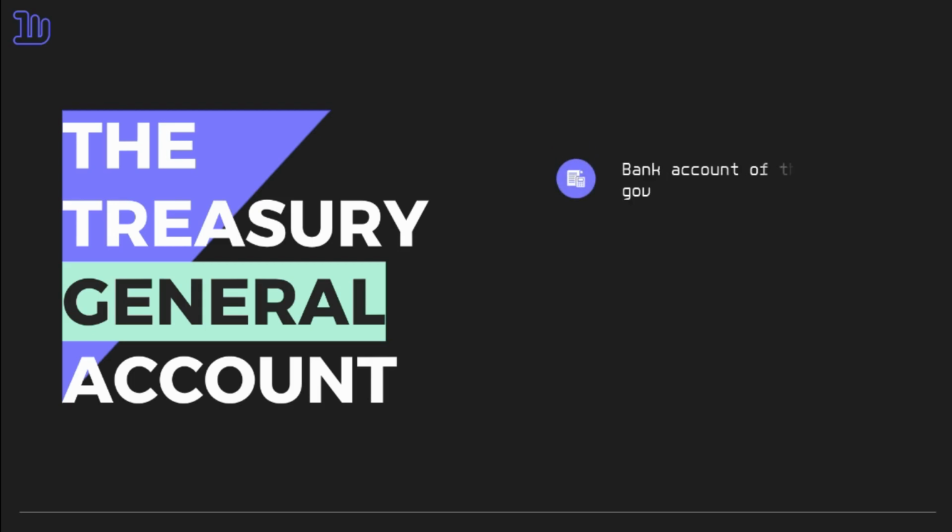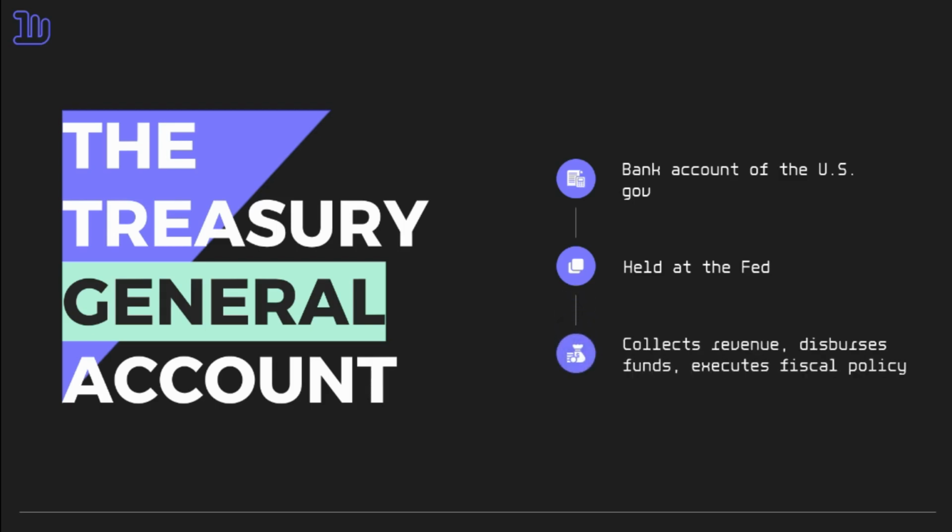The TGA is an account held at the Federal Reserve where the US Treasury keeps its cash balances. It was established to ensure that the US government can efficiently manage its resources and financial commitments, and it functions as the primary account for collecting revenues, disbursing funds, and executing fiscal policy.